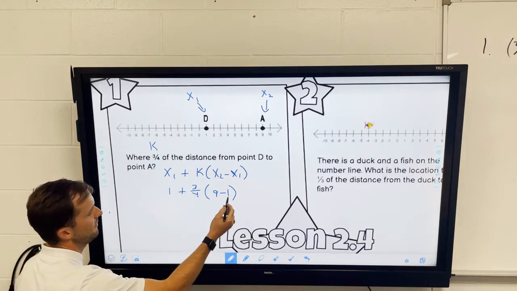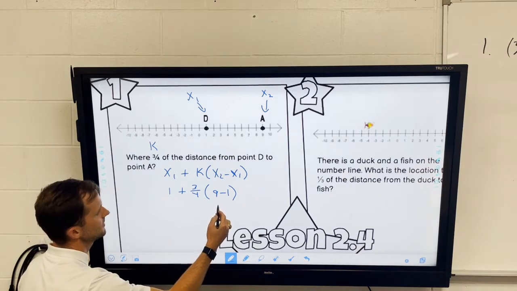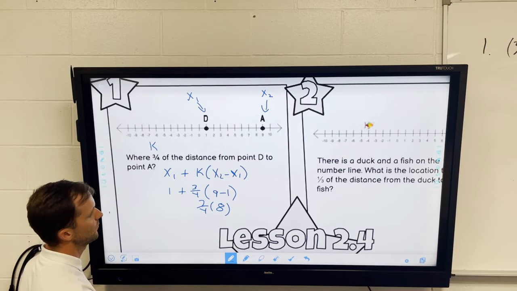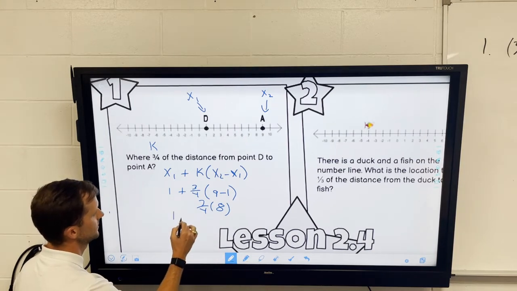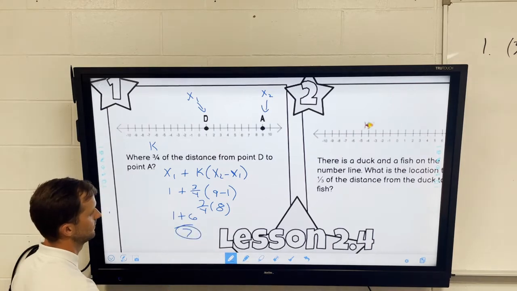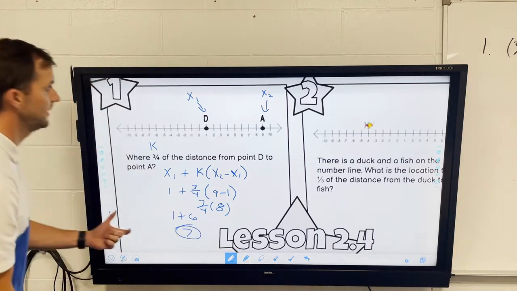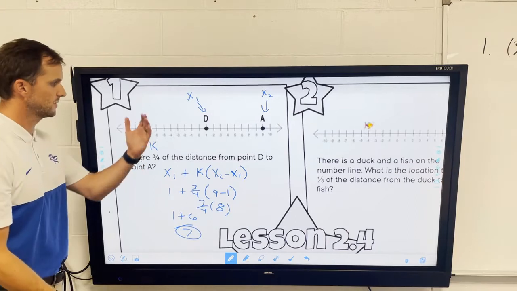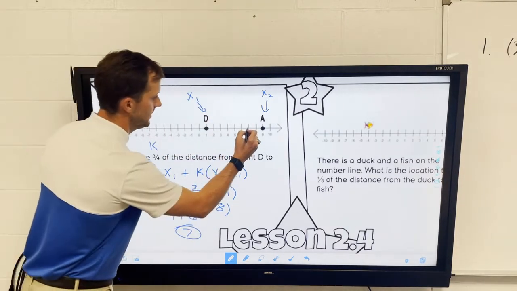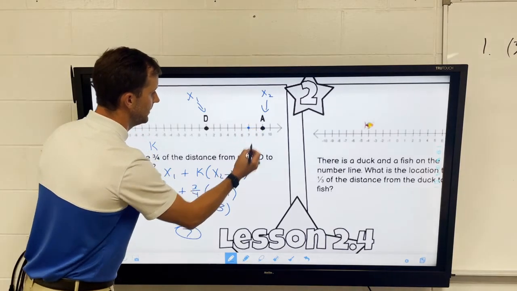So 9 minus 1 is going to give me 8. Okay, 3/4 of 8 is going to give me 6. And then 1 plus 6 is going to give me 7. So that means 3/4 the distance from point D to A is going to be 7. This point right here is going to end up being 7.